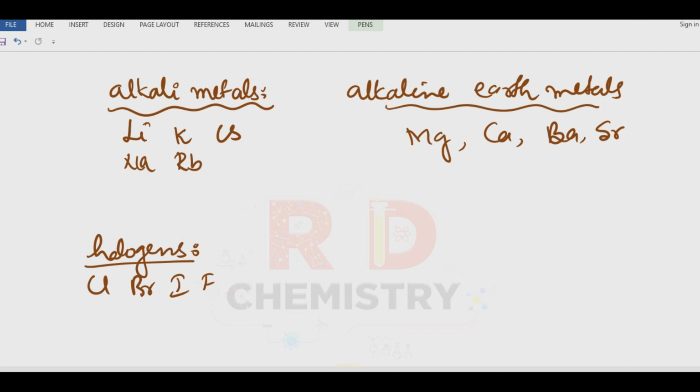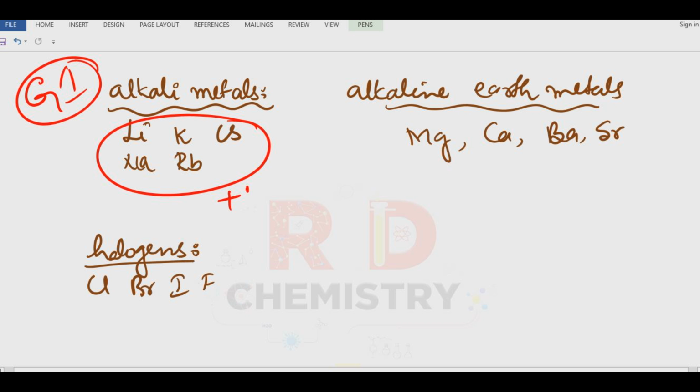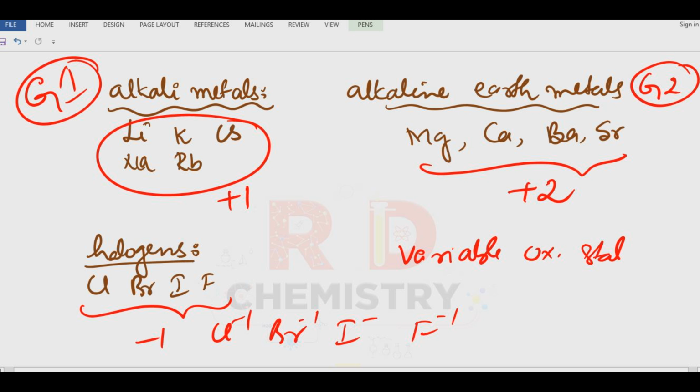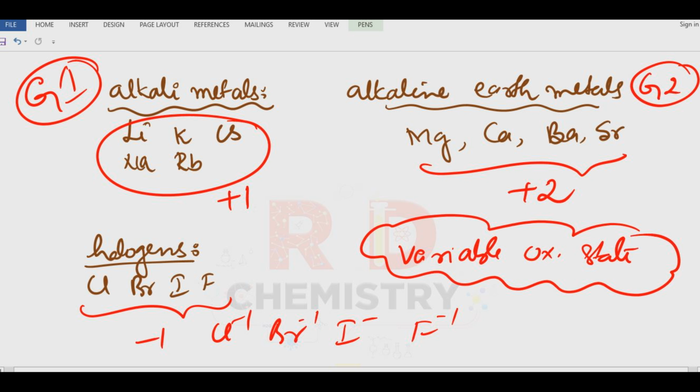Consider the alkali metals, that is group number 1 elements. Lithium, potassium, sodium and rubidium all have plus 1 charge. Alkaline earth metals are group number 2, correct? So they have plus 2 charge: magnesium plus 2, calcium plus 2. Halogens are generally minus 1, like chloride, bromide, iodide and fluoride, correct? But there are exceptions here. Halogens can also have variable oxidation states, so we can find the variable oxidation state if they give the compound.